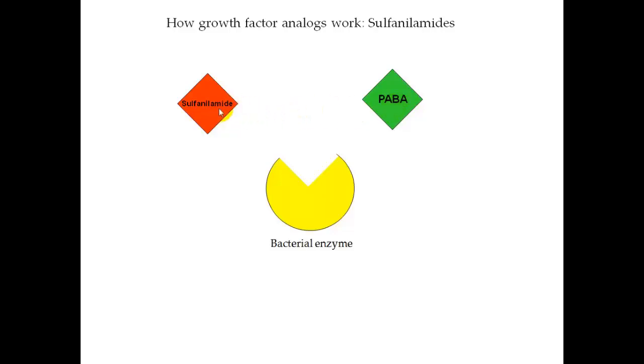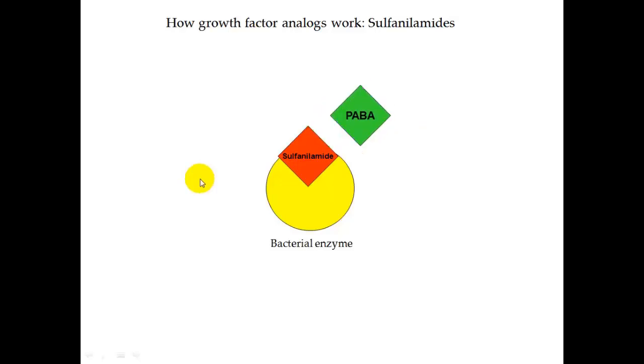Because their structures are very similar, this molecule, the sulfanilamide, could just as easily bind to the active site of that enzyme, which would then prevent para-aminobenzoic acid from binding to that enzyme. If that binding doesn't happen, that means that this never gets converted to folic acid, which means that you just threw a wrench into the making of DNA and RNA inside of that bacterial cell. So that's no good for the bacterial cell. It ends up dying eventually. So that's basically how these work.